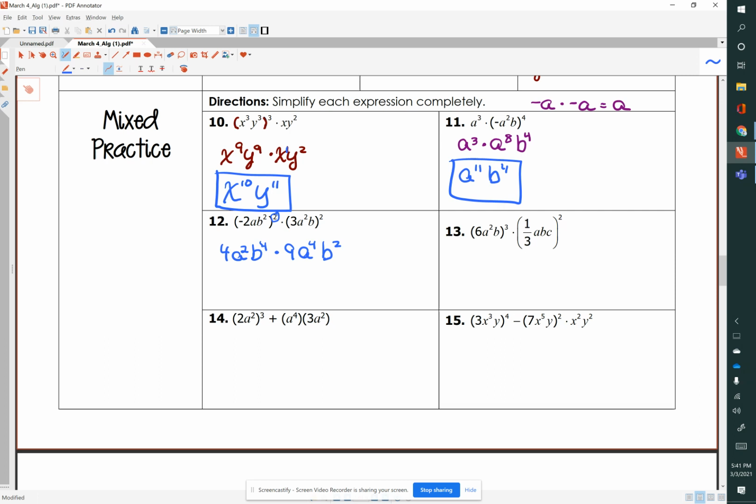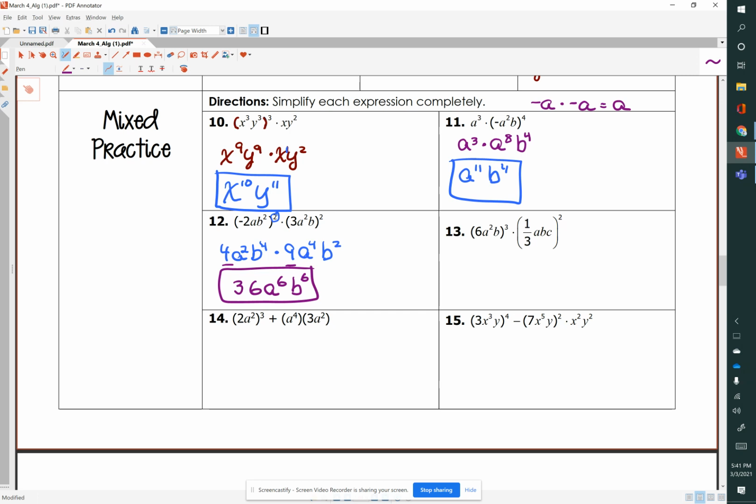Now we have to finish up. I'll change the color. So 4 times 9 is 36. And then we have a, 2 plus 4 is 6. B, 4 plus 2 is 6. And that's our final answer.